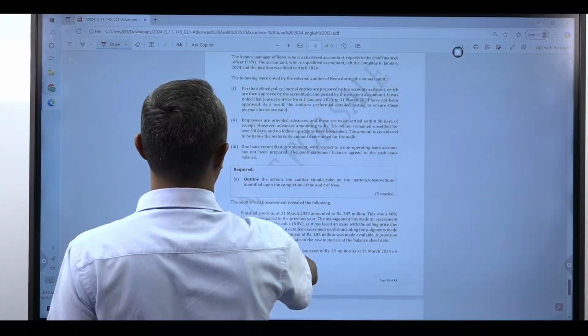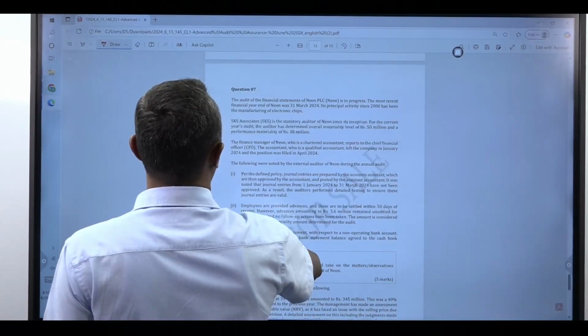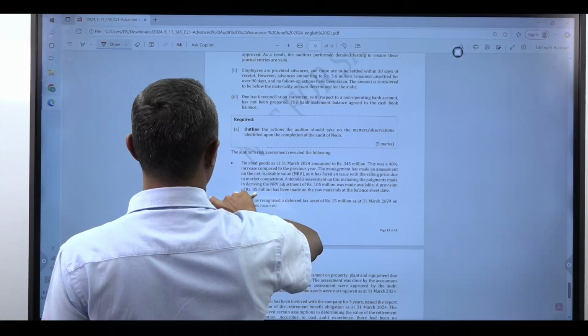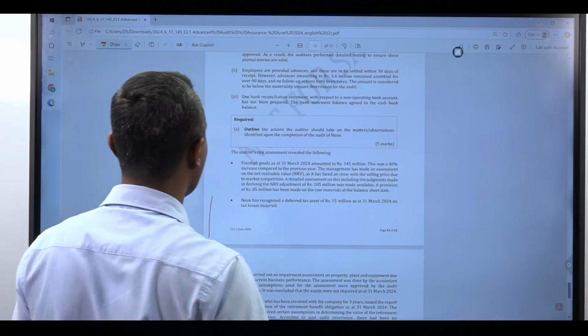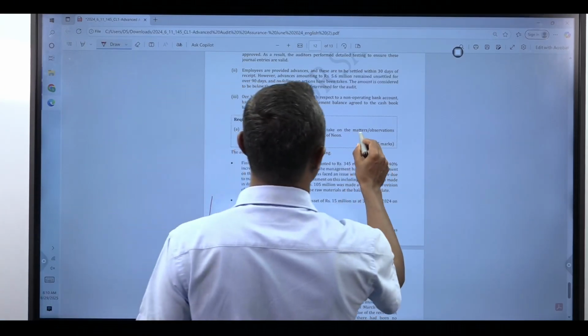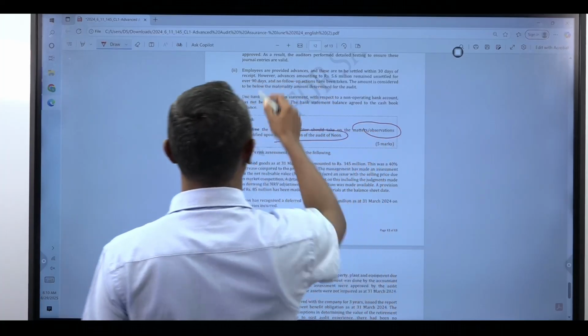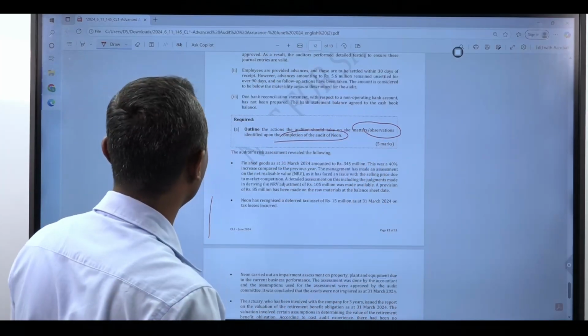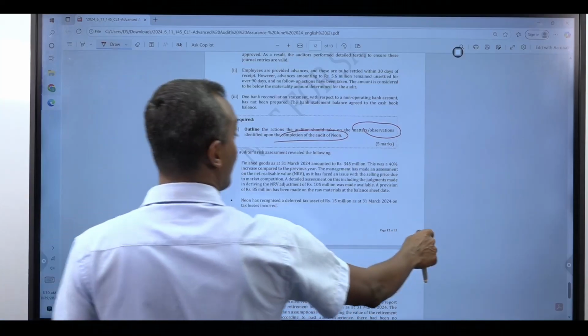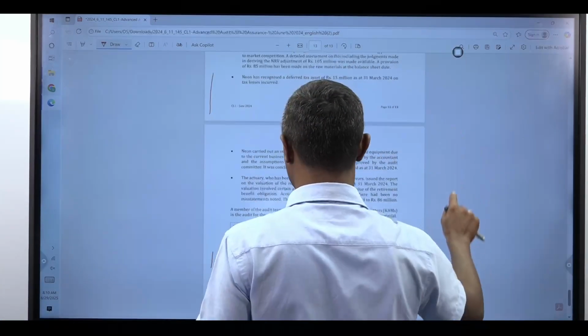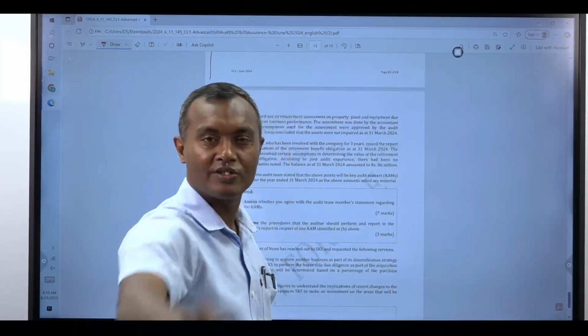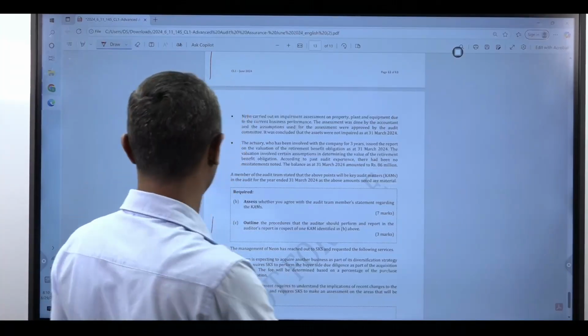Right. So this question, as we always do, let us go through it. Outline the action the auditor should take on matters, observation, identify. Because we have to read and tell what the matters are, so let's leave that, because we have to read the question to get there. But is there a concept to crack? Is there anything to crack before we answer?